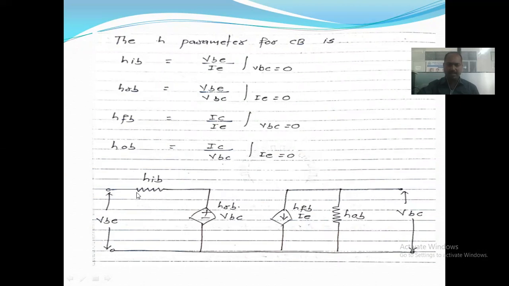It is just like the earlier diagram. We use the earlier equation, that is V1 equals H1 times I1 plus H1 times V2.